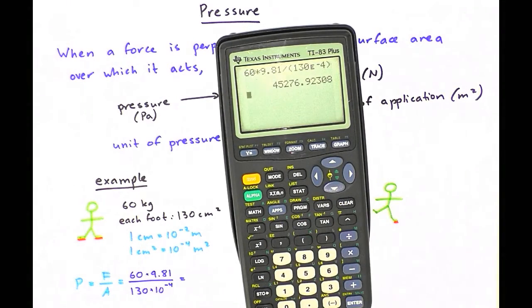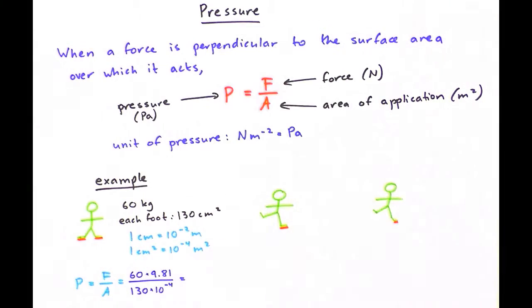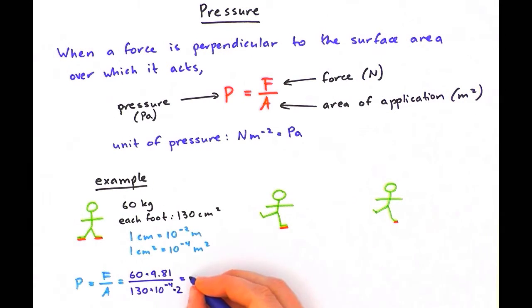Oh, and actually, we forgot something here. Did you spot the mistake? We were standing on both feet in this case, which means that we're going to have to double the area. So I'm going to put times 2 here, which means that the answer is going to be 23 kilopascals.